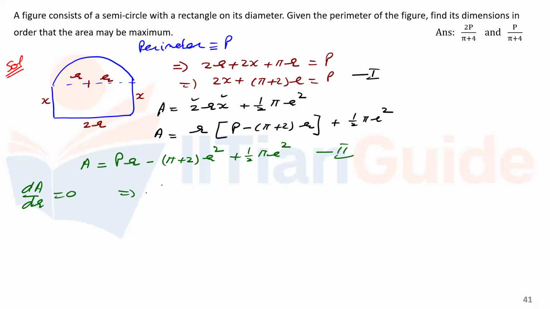डी ए बाई डी आर को जीरो कराएंगे, डिफरेंशिएट कर रहा हूं तो आई विल गेट पी माइनस डी बाई डी आर ऑफ आर इज 1 minus pi plus 2 is there. R square will give me 2r. After that, 1 by 2 and pi r square will give me 2r. And I'm making it 0. So what happens? This gets cancelled. So I'm getting value of the P is equal to 4 pi. Am I right? 2 pi.